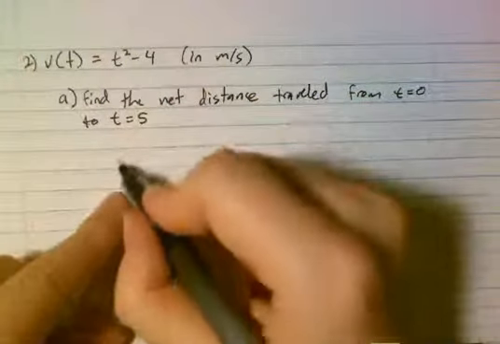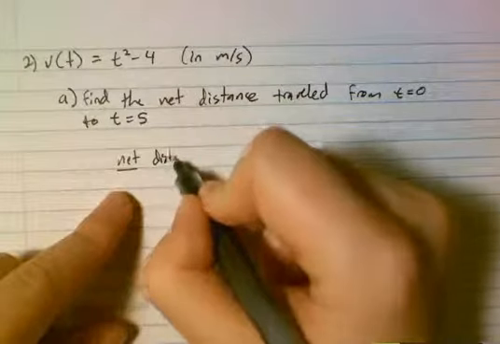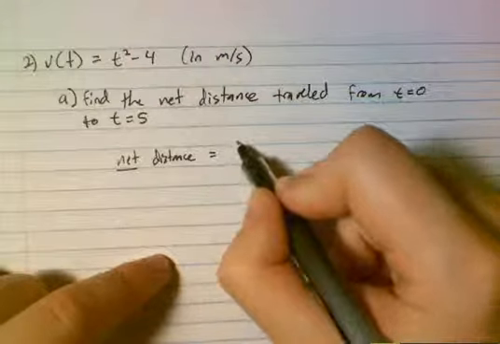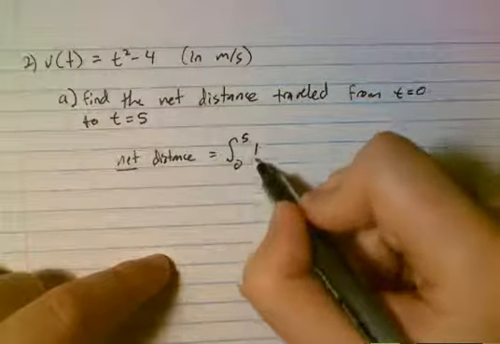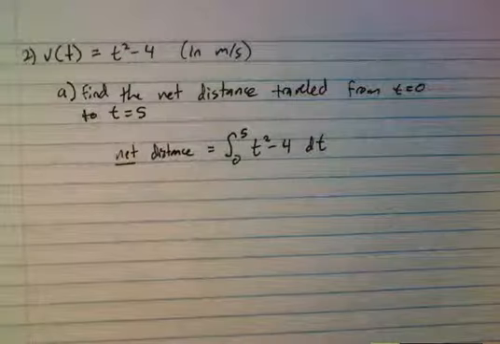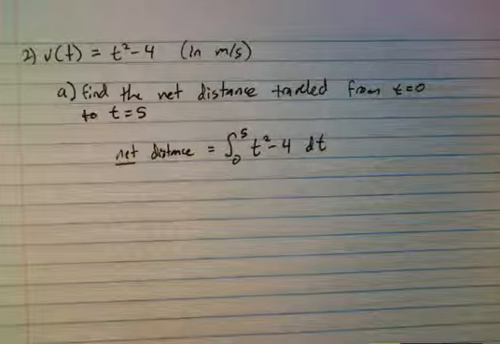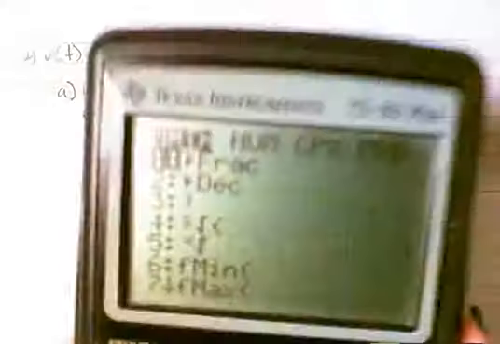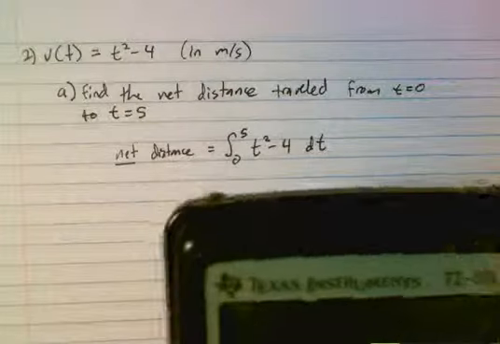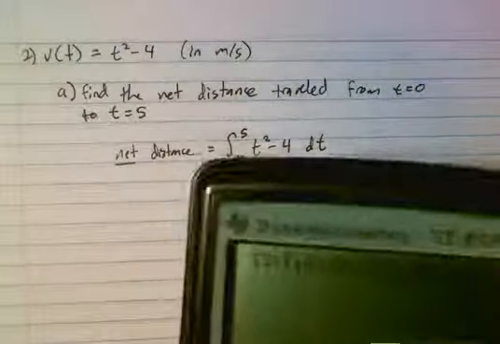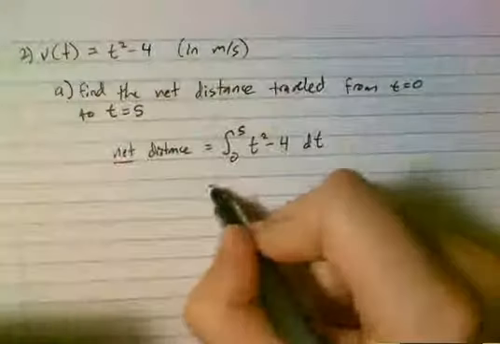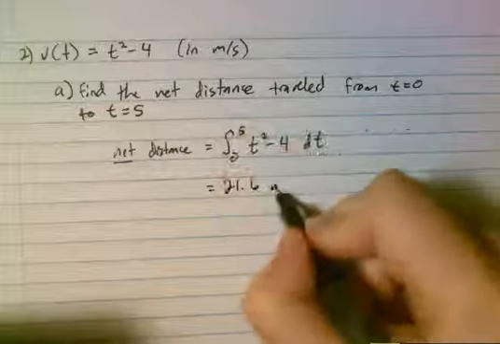So always set up your equation first. Net distance is just where did it end up. And that's just the normal integral from 0 to 5, t squared minus 4 dt. In this particular one, we're allowed to use our calculator, so I'm just telling you that right now. There's nothing in the problem about it, but we are. So we'll just do our normal math 9, variable squared minus 4, comma, variable, comma, 0, comma, 5. Pop that in like normal, 21.6. And our units are meters.